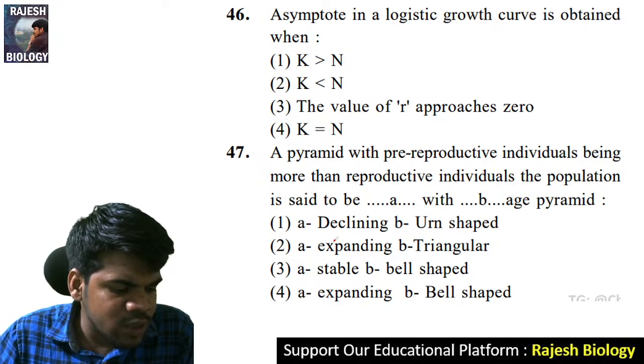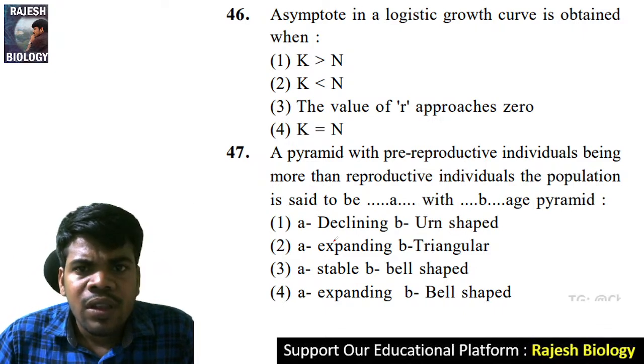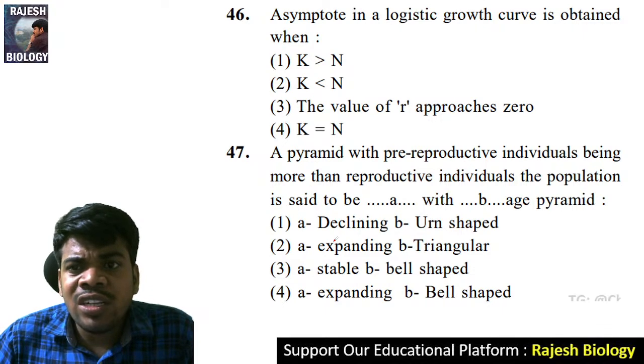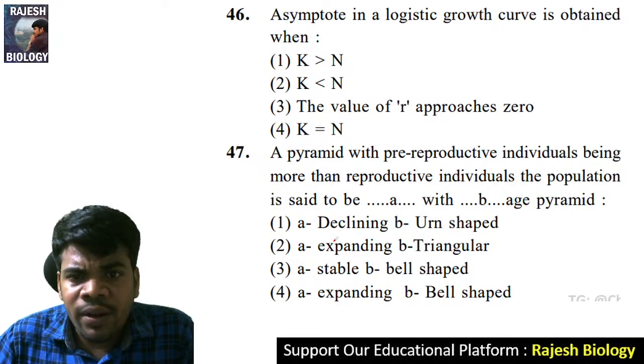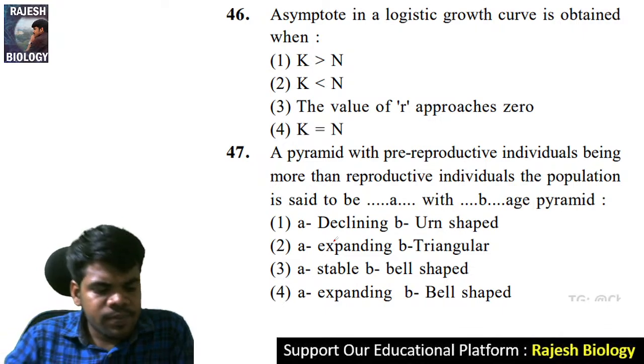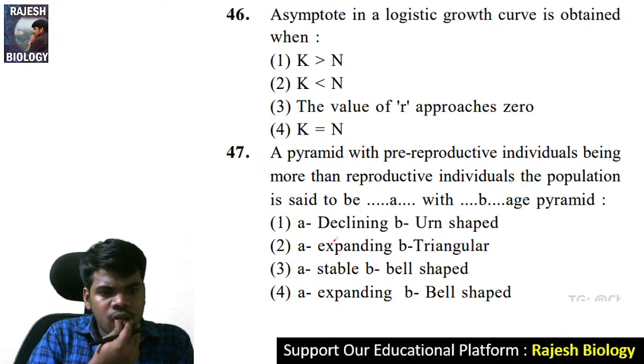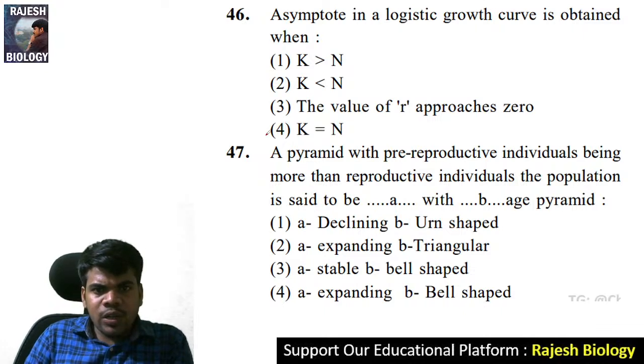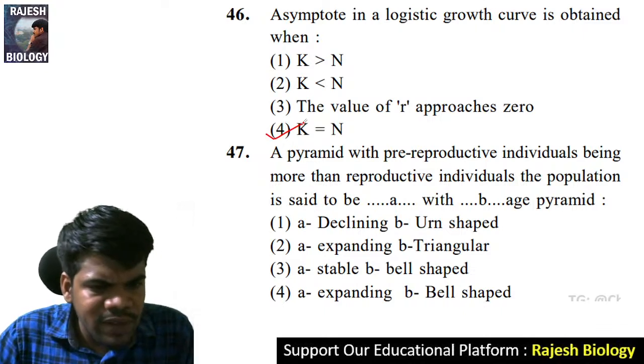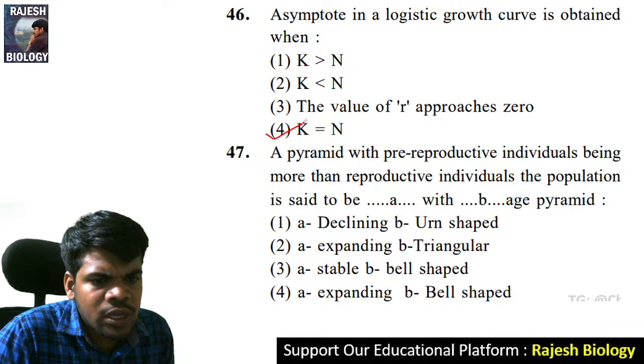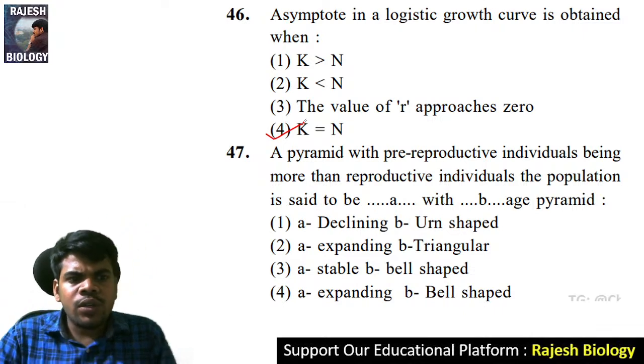Come to the 46th question. Asymptote in a logistic growth curve is obtained when? Yes, correct. K is equal to N. Come to the 47th question. Superb. Chinnu and Gnaneshwari. 47th question.